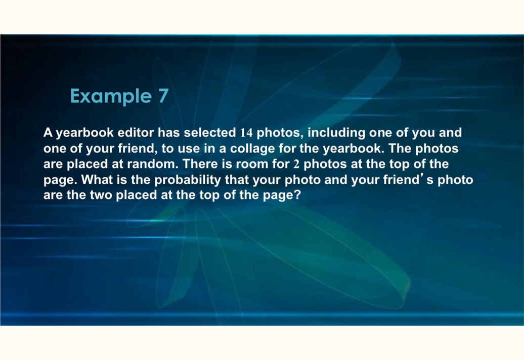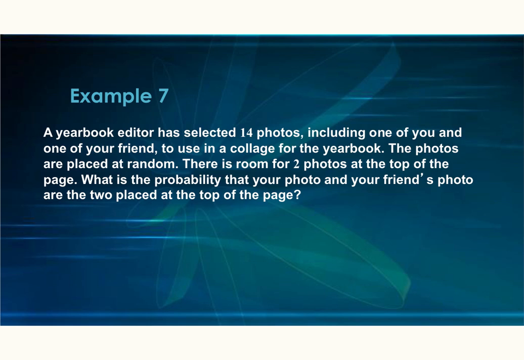All right, example 7 says a yearbook editor has selected 14 photos, including one of you and your friend, to use in a collage for the yearbook. The photos are placed at random. There is room for 2 photos at the top of the page. What's the probability your photo and your friend's photo are the 2 placed at the top of the page? So this is where it gets really important. You've got to be able to distinguish the difference between permutation and combination.